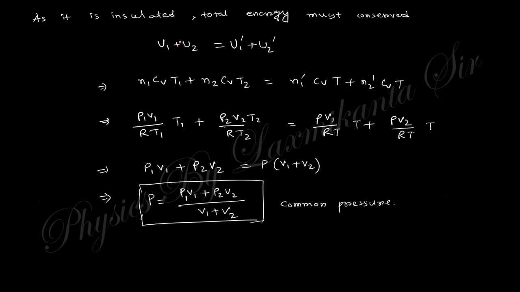Now if you consider energy conservation, the internal energy before opening the valve and after opening the valve will be constant. So U equals n Cv T, where Cv is the specific heat capacity. So first is n1 Cv T1 plus n2 Cv T2, because the gas is the same, so this will be the same Cv.